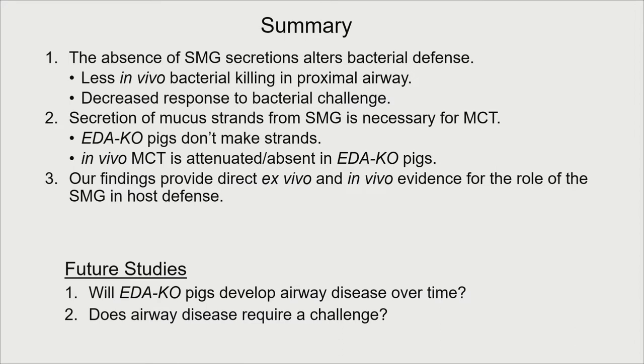There's less in vivo bacterial killing in the proximal airway. There's a decreased response to a bacterial challenge. Secretion of mucus strands from the submucosal gland is necessary for MCT, or mucociliary transport. EDA knockout pigs don't make strands. In vivo mucociliary transport was attenuated and/or absent in the EDA knockout pigs. So our findings provide direct ex vivo and in vivo evidence for the role of submucosal glands in host defense.